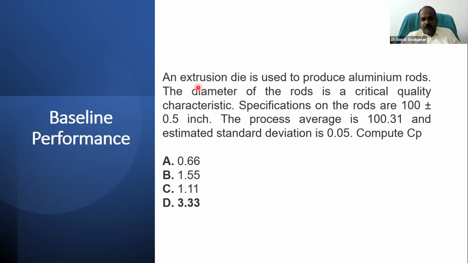Now look here, an extrusion die is used to produce aluminum rods. The diameter of the rod is a critical quality characteristic. Specifications on the rod are 100 plus or minus 0.5. Now what is USL?